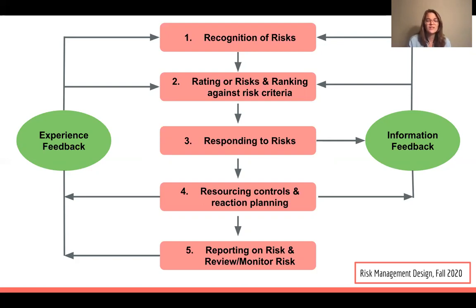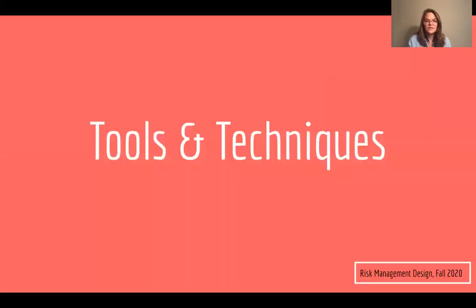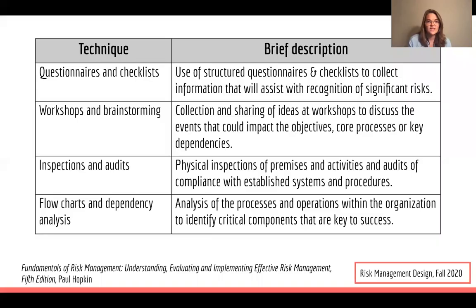It's really important that in all of this assessment, you incorporate both experience feedback. So how are you experiencing risk? What are you seeing from an organizational level? And then also ensuring that you have that information feedback. It's that feedback loop that really is going to create the ability to assess these risks on an ongoing basis as you go through. So some tools and techniques that you should be incorporating within your risk assessment.